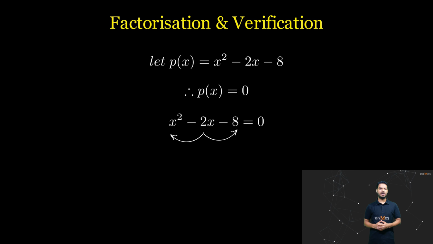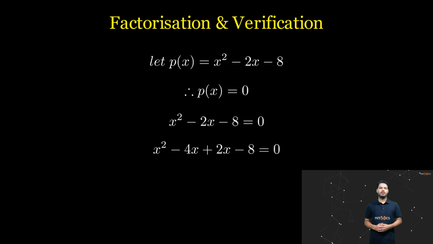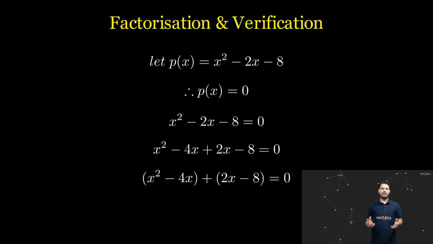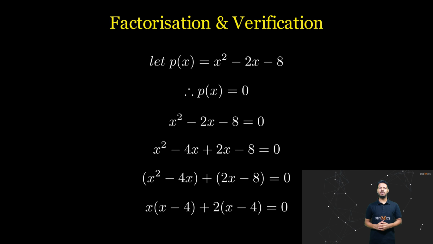Therefore p(x) becomes x square minus 4x plus 2x minus 8 equals 0. Now the number of terms is even, and thus the groups of first two terms and the last two terms are formed. Now taking the common factors from each group, we get x into (x minus 4) plus 2 into (x minus 4) equals 0. It should be noted that if the sign of the first factor matches with the sign of the last term, then the common factor with positive sign is considered from the second group.